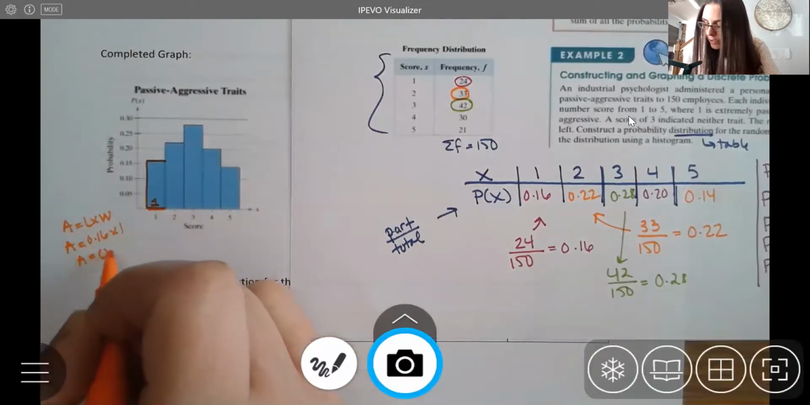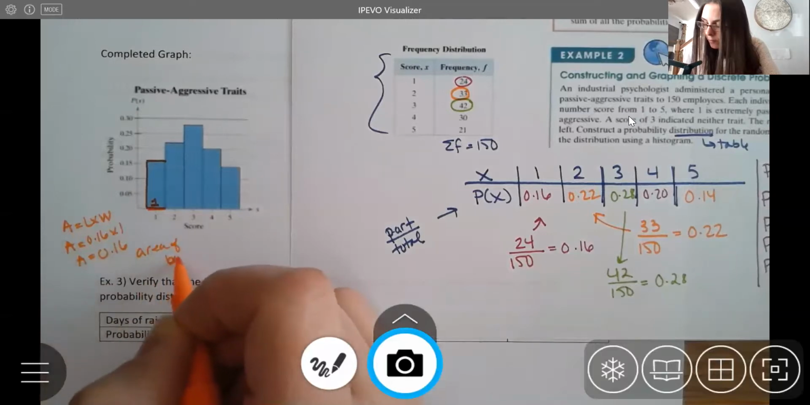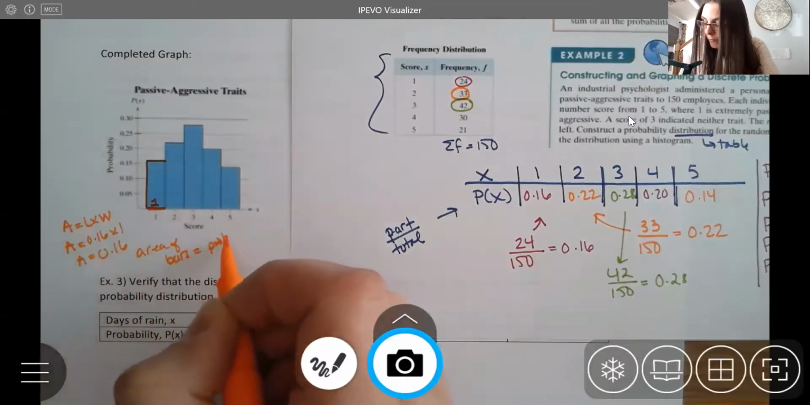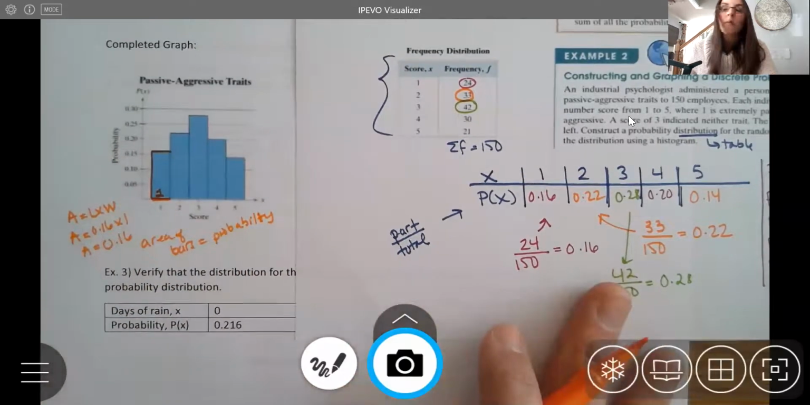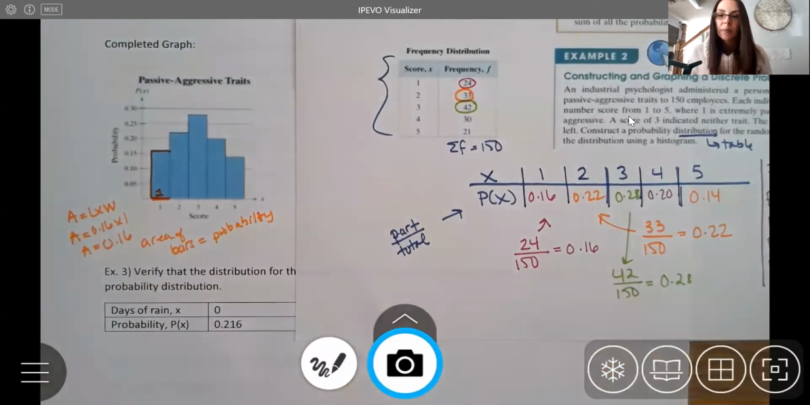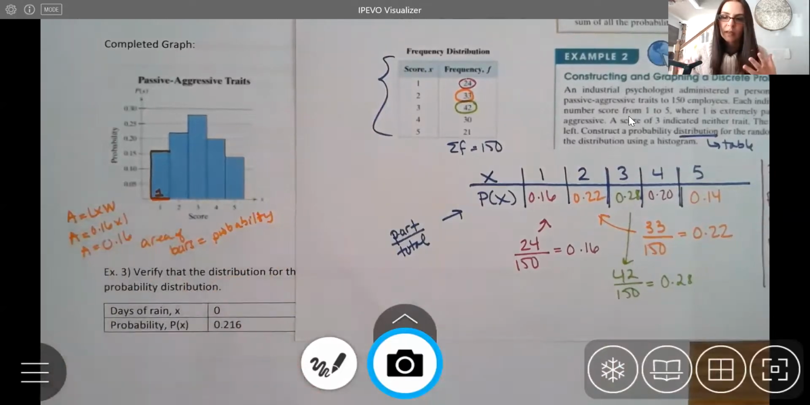So we actually are seeing that the area of the bars equals the probability. Now this is just something I don't want you to worry too much about, or just keep in the back of your mind. With discrete probability distributions, it doesn't make that much of a difference, because our width tends to always be 1, so it just works itself out.